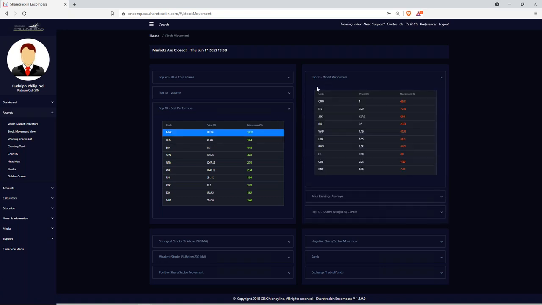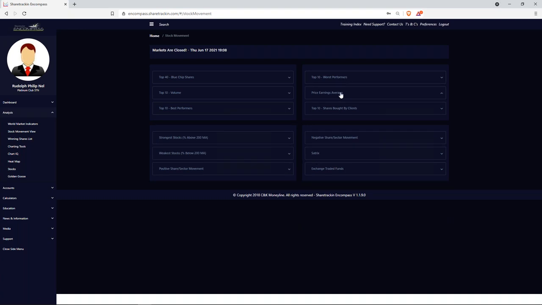And then the same with your worst performers, your top 10 worst performers. So we said that ITU is 29 cents per share with a 72% drop for the day. Okay. And it also doesn't mean that these shares, best or worst, are the best or the worst shares on the JSE. Okay. It's only for the day.